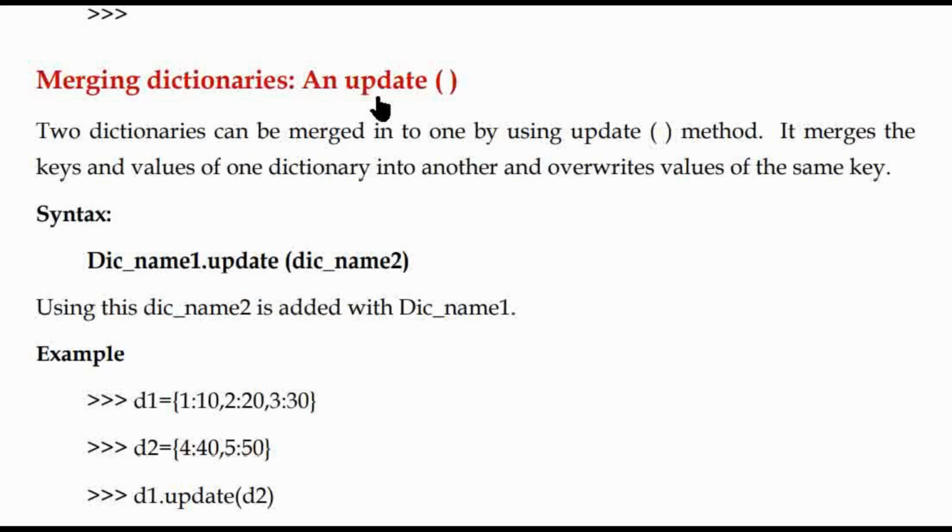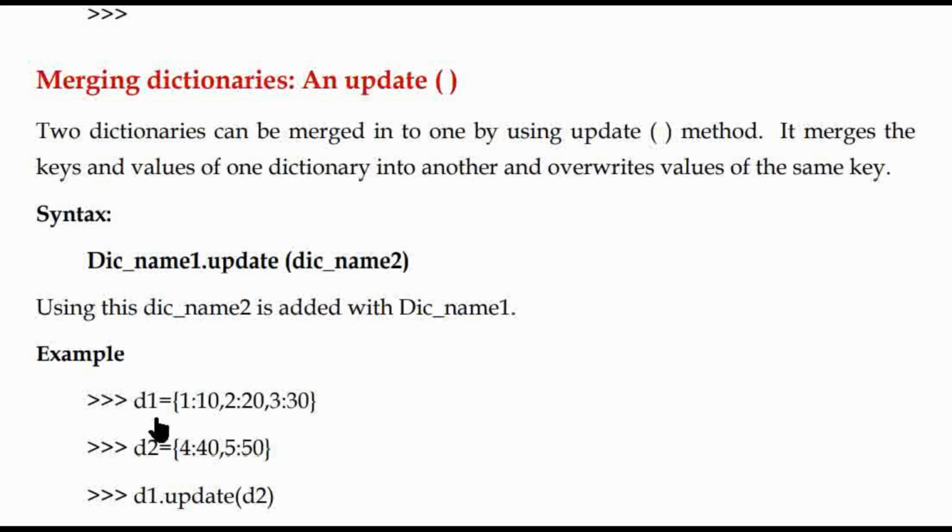Merging dictionaries and the update function. Two dictionaries can be merged into one by using the update function method. It merges the keys and values of one dictionary into another and overrides values of the same key. Syntax: dictionary name 1 dot update dictionary name 2. Using this, dictionary name 2 is added to dictionary name 1.